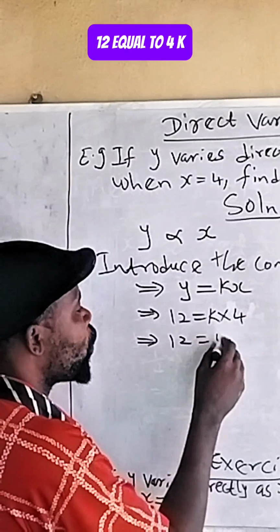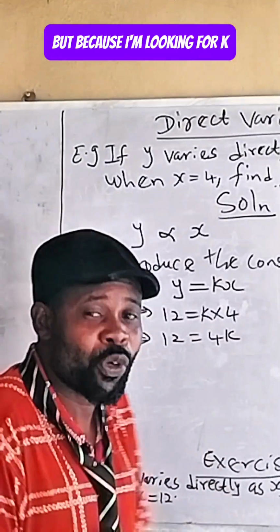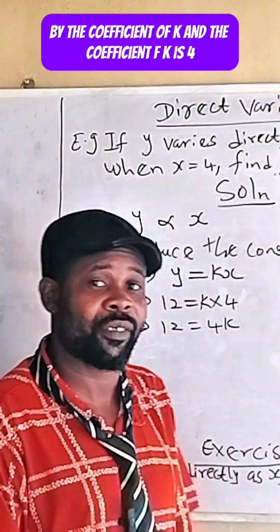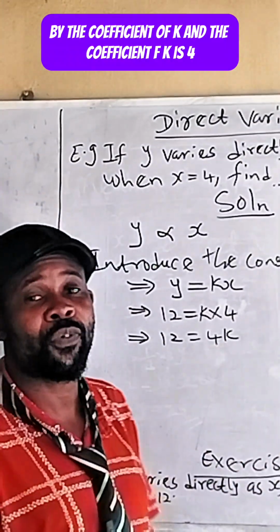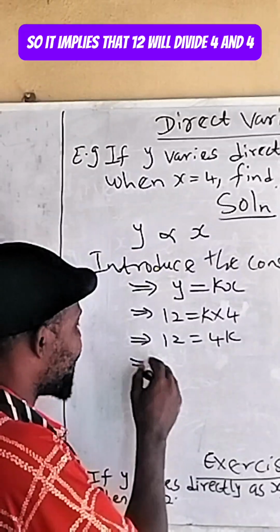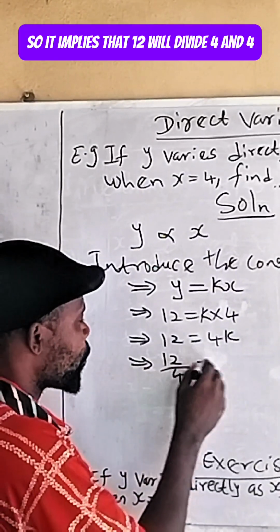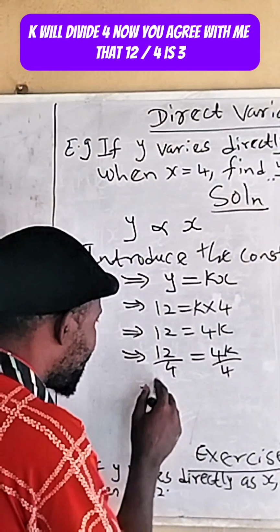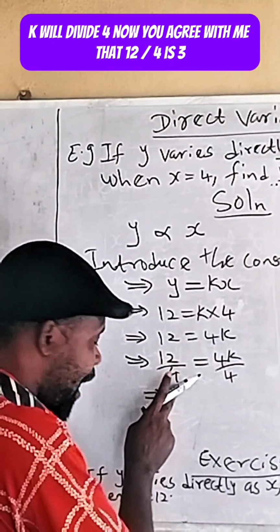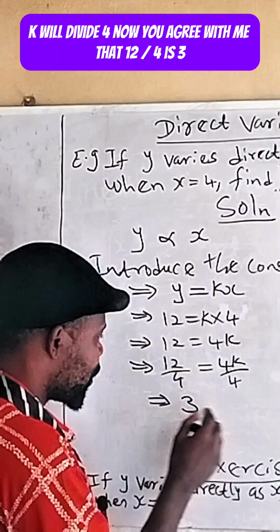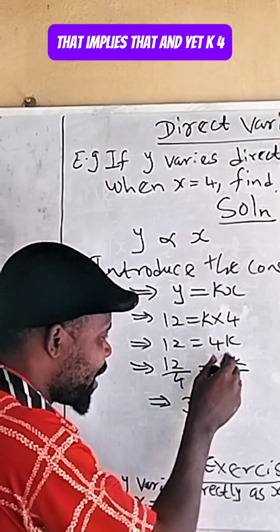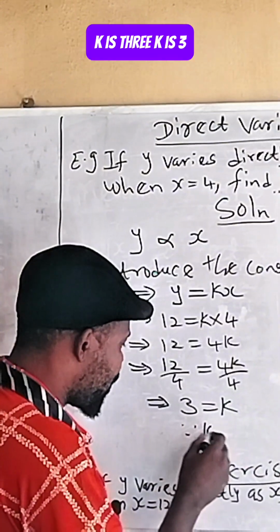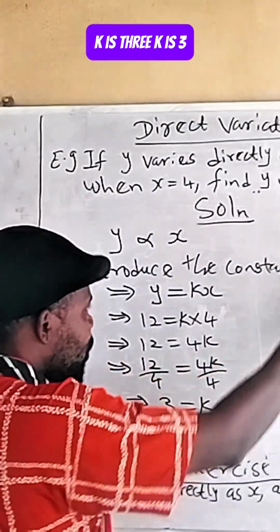12 equals 4k. But because I'm looking for k, I should be able to divide both sides by the coefficient of k, and the coefficient of k here is 4. So it implies that 12 we divide by 4, and 4k we divide by 4. Now, you agree with me that 12 divided by 4 is 3. That implies that here, 4 goes, leaving us with k. Therefore, k is 3.